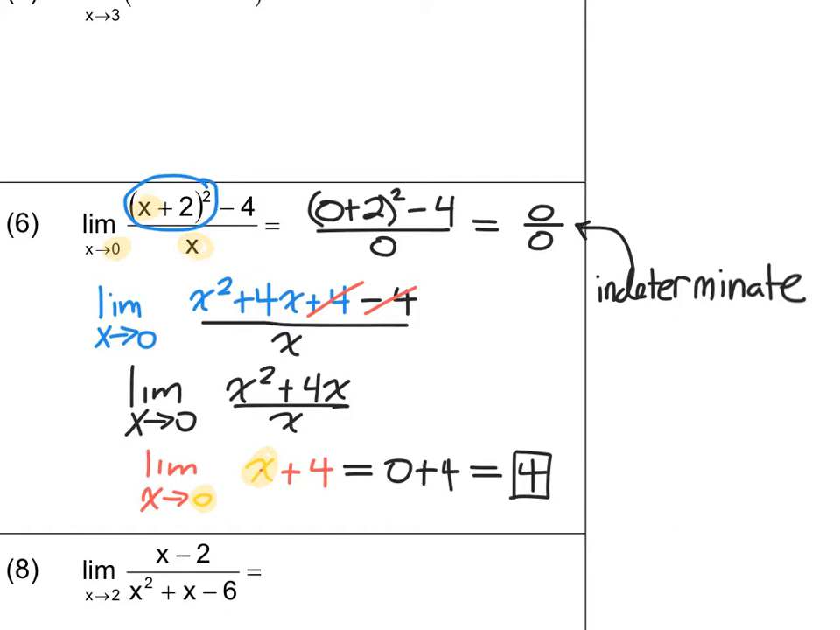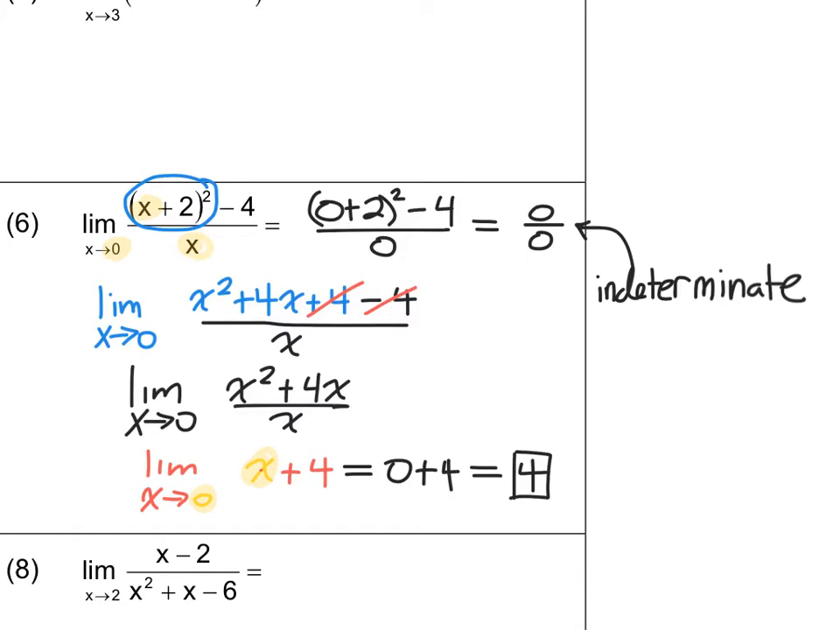If in this step here I plug in the 0 and I still get 0 over 0, let's say, for example, this black step here, x squared plus 4x over x, if I thought that that was as far as I can go and I didn't realize I could simplify further, I plug the 0 in, I get 0 over 0 again. Indeterminate means I can do more algebra to get a final answer. If I stop there with a 0 over 0 as a final answer, then I'm wrong. So algebraically, you can keep going.